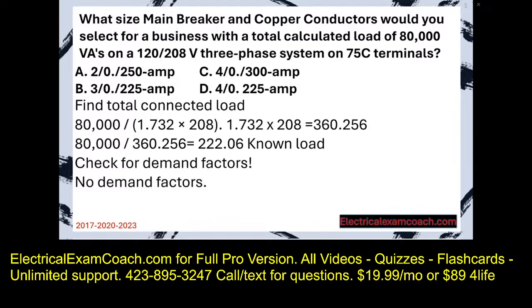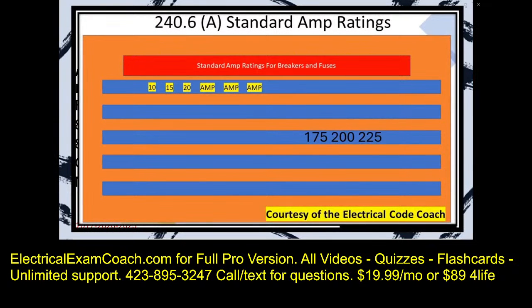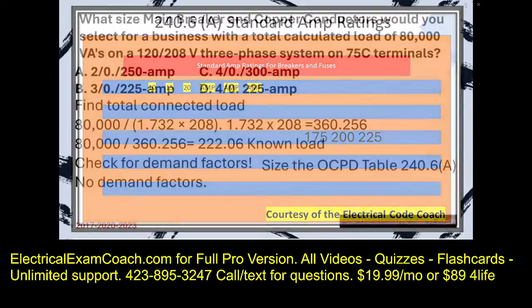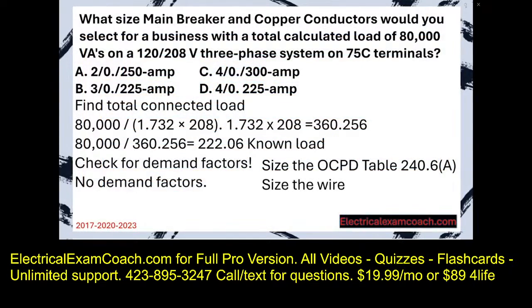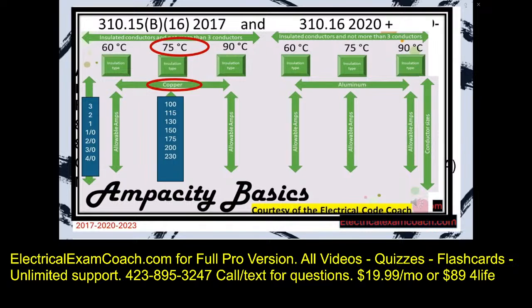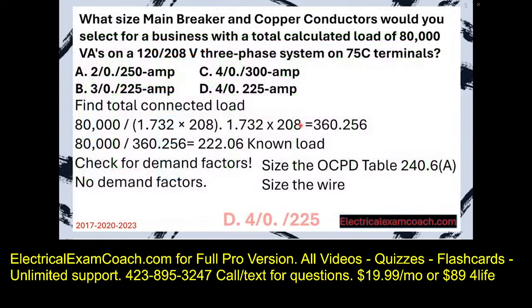Let's size our overcurrent protective device first, based off of 222 amps. We head to Table 240.6(A) and we choose the next standard size, and in this case, it's going to be a 225. Now we can size our wire. We head to our primary ampacity table. We're going to be on the copper side of the table in the 75 degree C column, and we need to go down and find a wire that covers 222 amps. In this case, we're going to select a 4/0. When we put it on a 4/0 wire, we're going to select a 225 amp breaker, and we're all done.